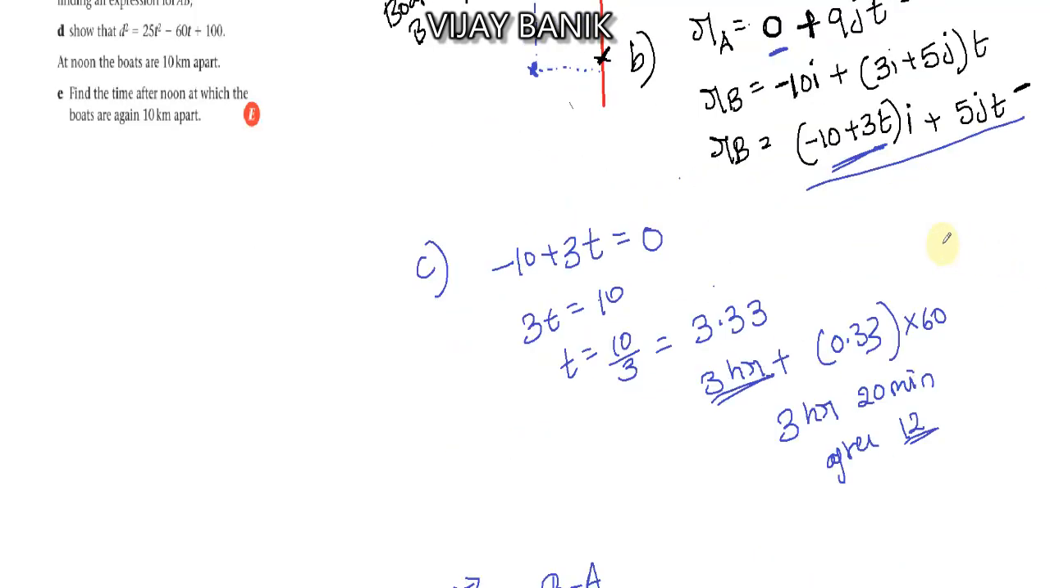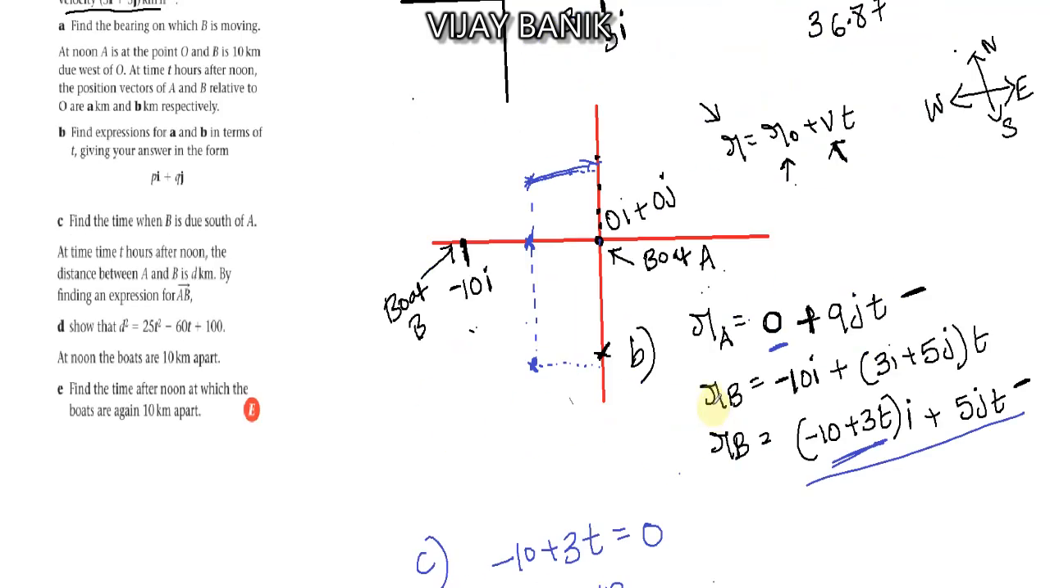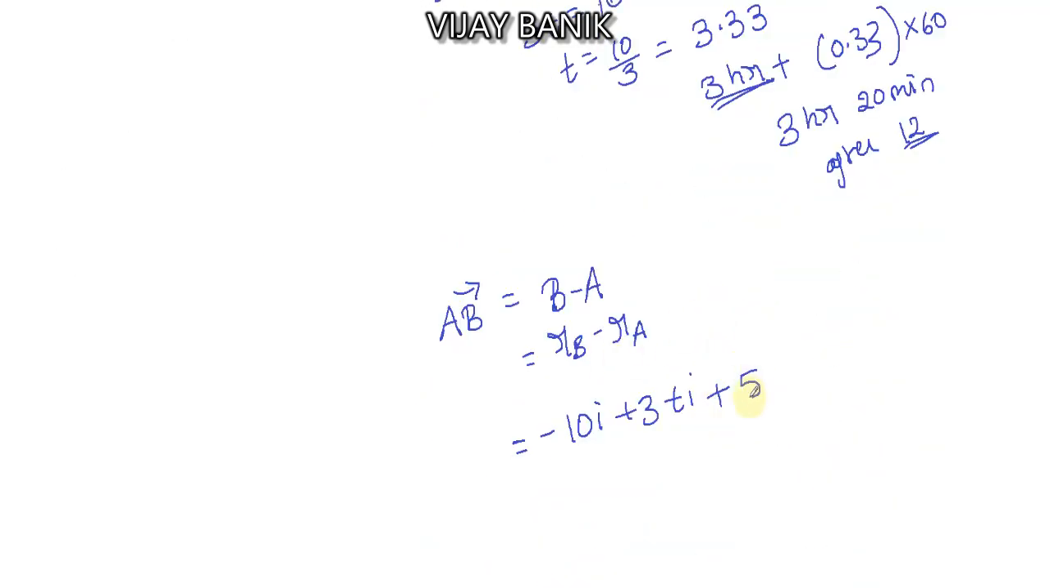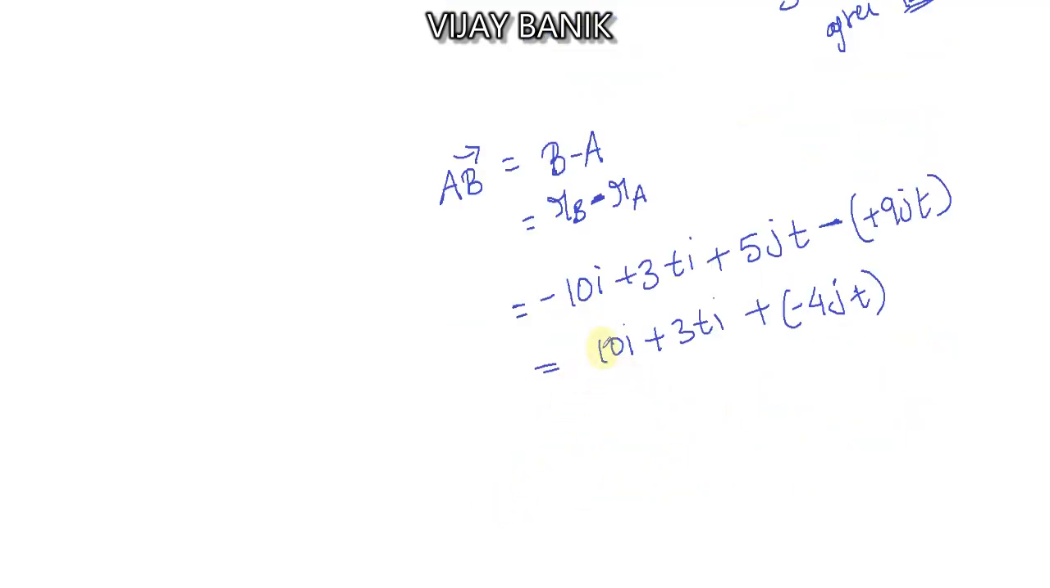Minus 10t plus 3i minus 10i plus 3ti plus 5jt plus 5jt minus, because there is a minus sign, minus the position vector of A, which is 9jt. So let's add them all. Now jt will get minus 4jt. Yes, minus 4jt. Now, what did they say to find?